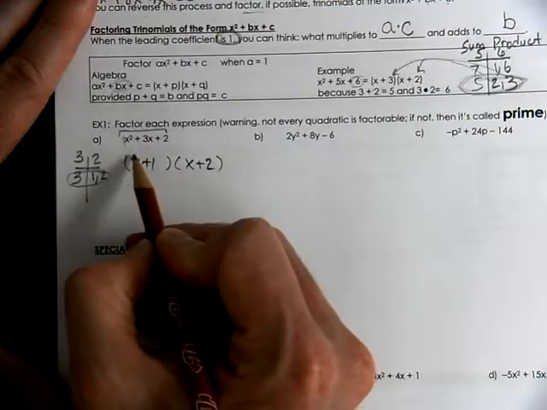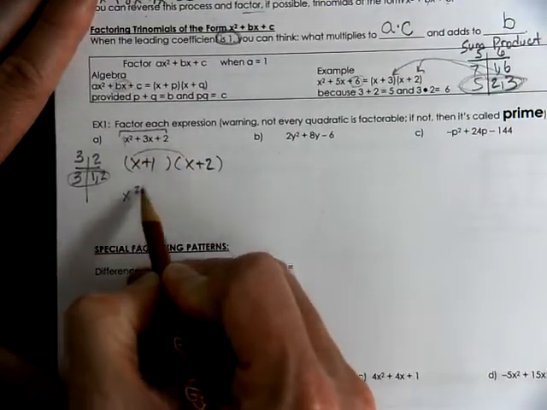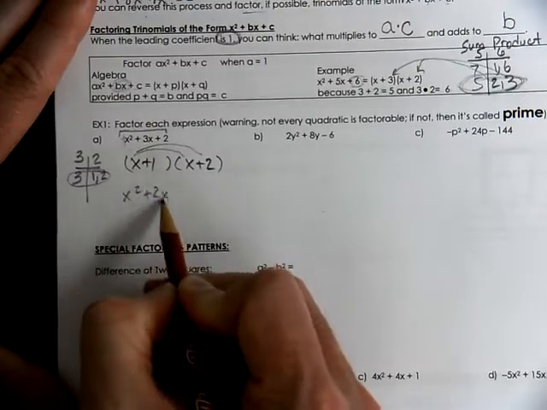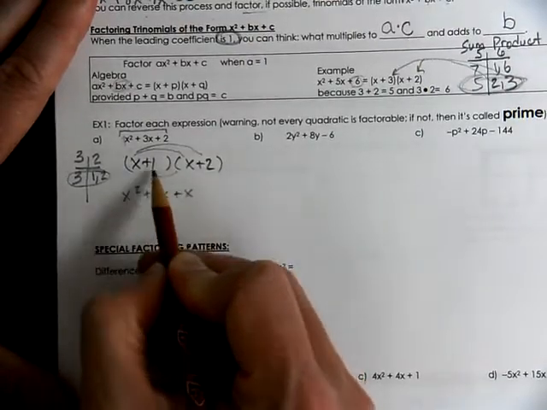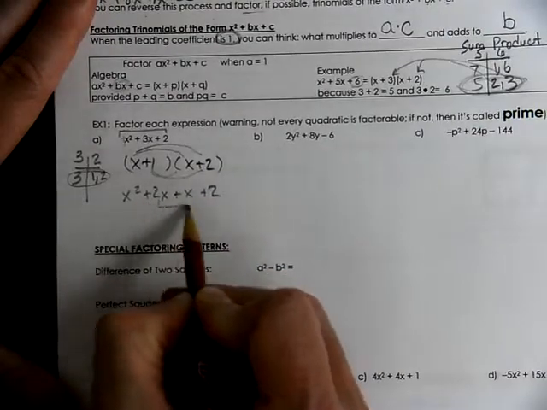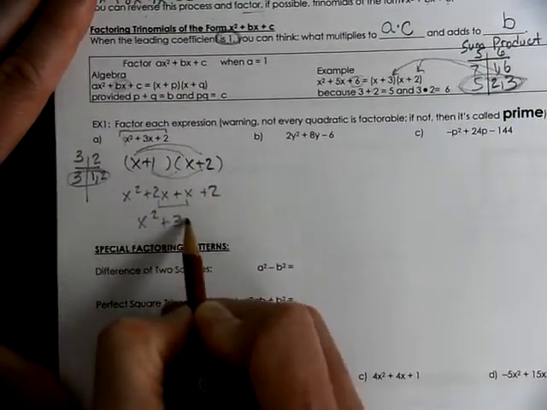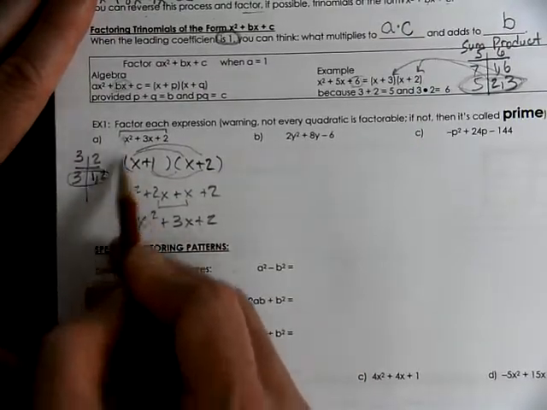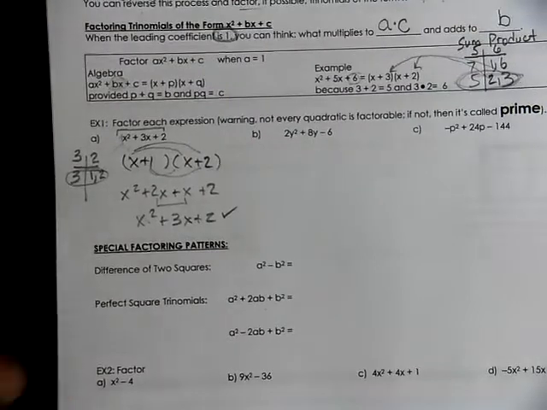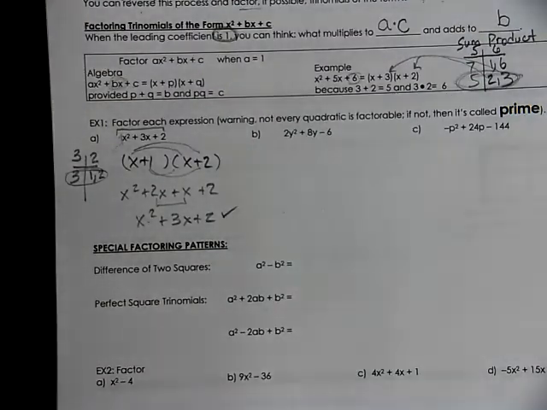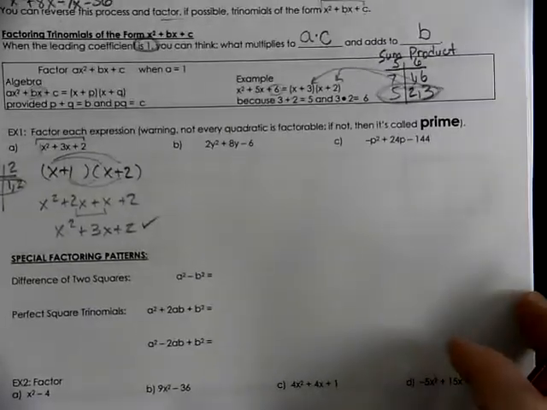Now to check your work, you can FOIL this together, x squared, 2x, plus x, plus 2. Collect your like terms, and you'll see that you got what you started with. So check that worked. You do not need to ask, did I do this right? If you were to take a factoring quiz, you don't have to wonder if you did the right answers. You can always check every single answer, so you know if you made it correct or not. Let's move on to the next one.